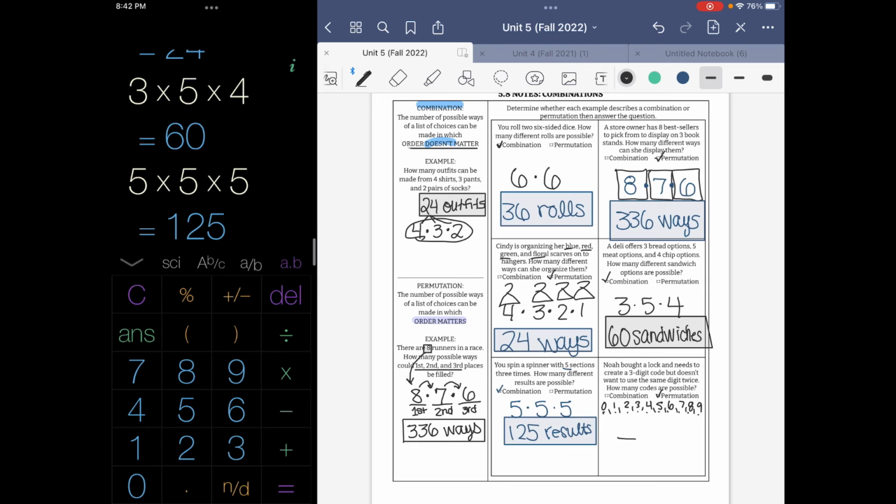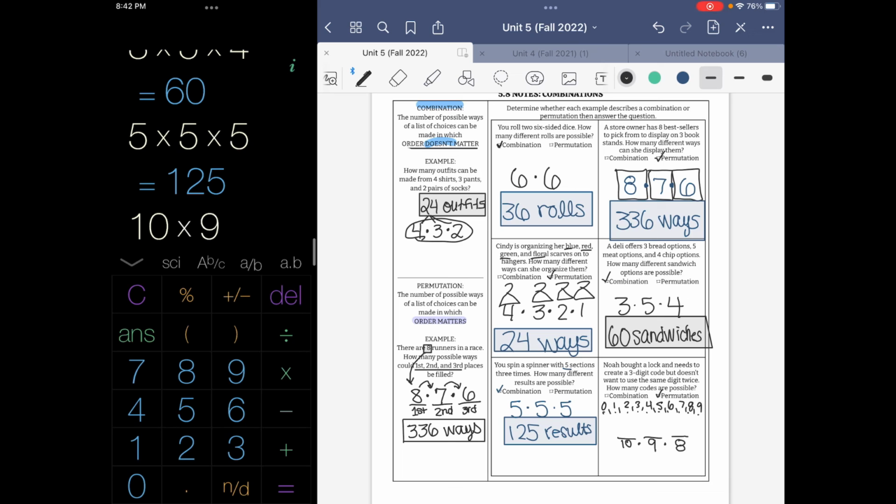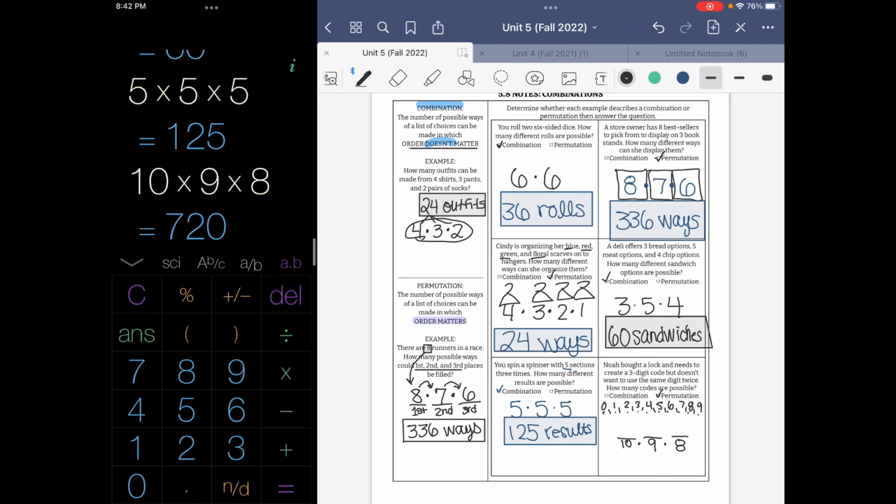So if you're trying to create a 3-digit code, you have 10 numbers for the first spot, but then he doesn't want to use the same number twice, so he only has 9 numbers left for the second one, and then he only has 8 numbers left for the third one. So 10 times 9 times 8 is 720 different codes. And this is why it's so hard to break codes and why people have things like locker combinations, because it's really hard to guess through all 720 options.